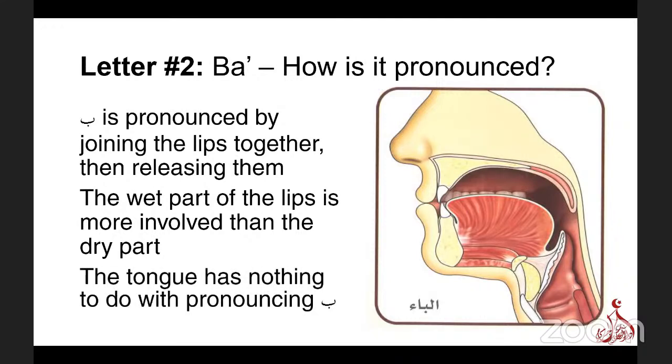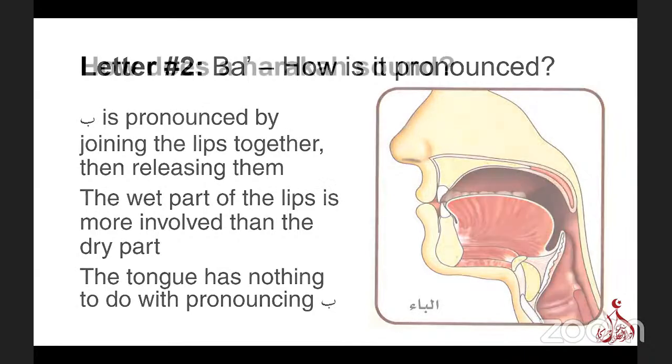And one thing is that the tongue has nothing to do with the pronunciation of the letter ba. There are some people, they put a bit more emphasis on the ba and they kind of push with their tongue, but it depends on the person. But generally speaking, to pronounce a ba, you simply put your lips together and then you let them go. Ba, ba. That's it. Ba, bu, bi. That's as hard as a ba will get.